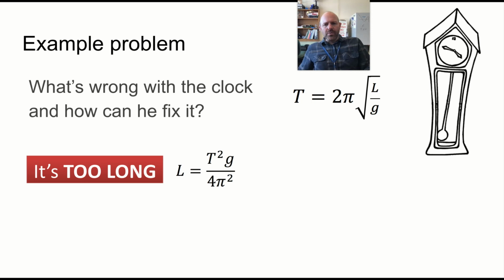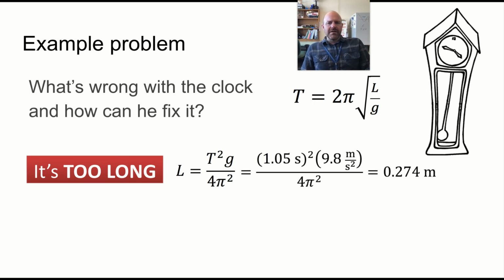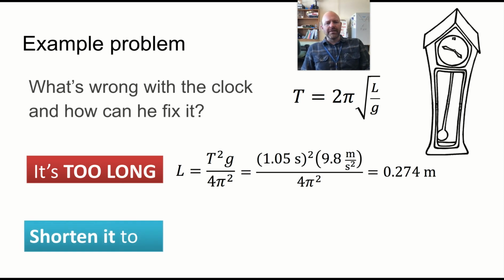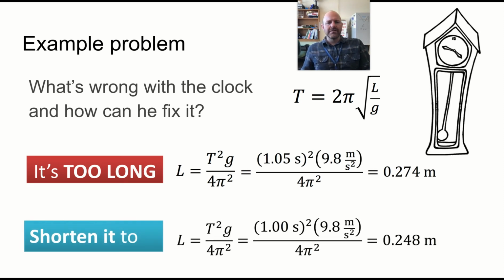And we know that L, we could find that. We need to shorten the length so we can shorten our period by a little bit. Here we're looking at how long the simple pendulum should be to keep correct time.